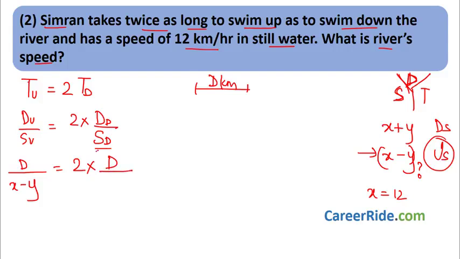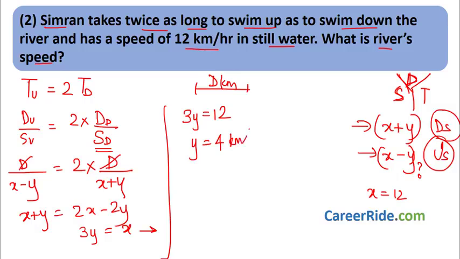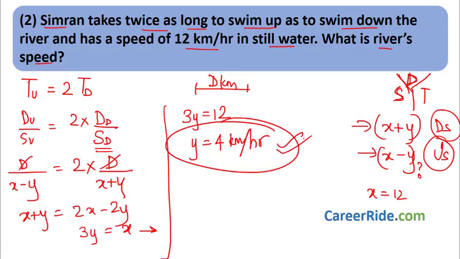What is the downstream speed? SD, that is nothing but x plus y. So we'll write x plus y. So this d gets cancelled. What do we get? x plus y equal to 2x minus 2y. Correct? So what do we get over here? 3y equal to 2x minus x, which is nothing but x, but value of x is 12, that we know. So let's solve. 3y equal to 12, y equal to 4 kilometers per hour. Speed of river is 4 kilometers per hour. See how easily we got the answer.